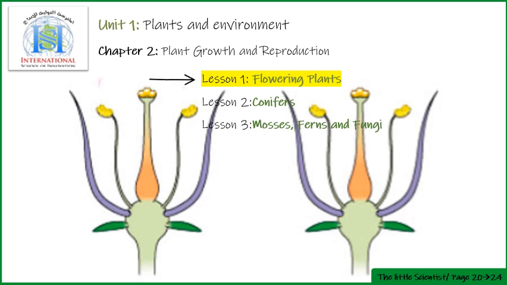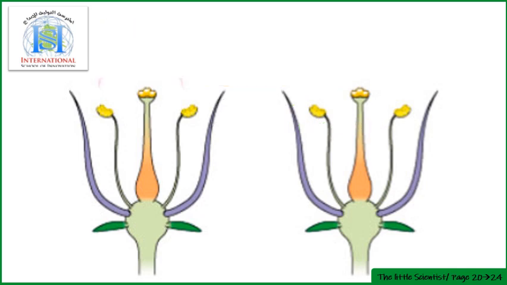Flowering plants are plants that grow seeds in their flowers. In this slide, we can see two perfect flowers showing both organs: the female reproductive organ, or the pistil, carpel, and the stamen, which is the male reproductive organ. All the parts of a flower are engaged in the reproduction process.